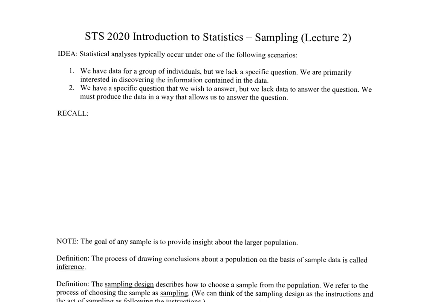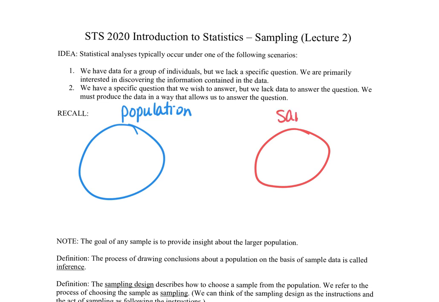So today we're going to do an introduction to sampling. We already talked about the idea, and we talked about number 1 and number 2 here. So let's recall some information. You have a population, and then you would have a sample, right? The goal of any sample is to provide insight about the larger population. The process of drawing conclusions about a population on the basis of sample data is called inference.